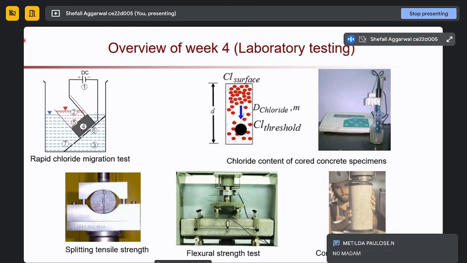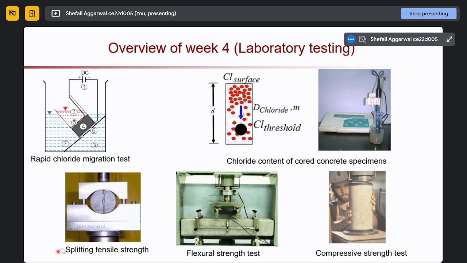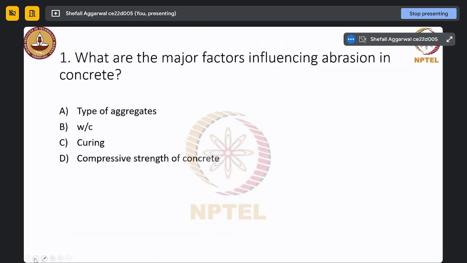Okay, if there is no doubt, then we will start with our questionnaire session for today. So the first question is, what are the major factors influencing abrasion in concrete? I think we have already talked about it in the previous slides. Type of aggregates, water content, water cement ratio, curing, compressive strength of concrete. What do you think will be the answer?